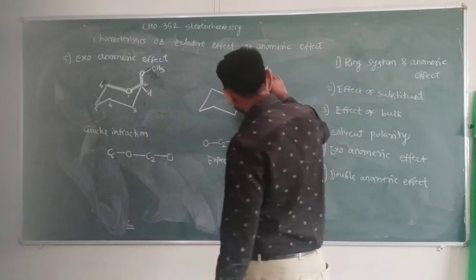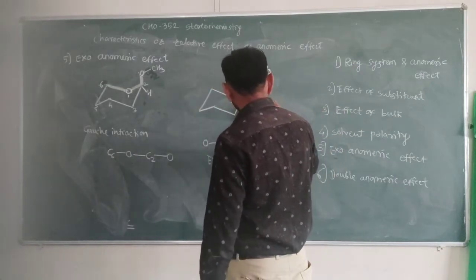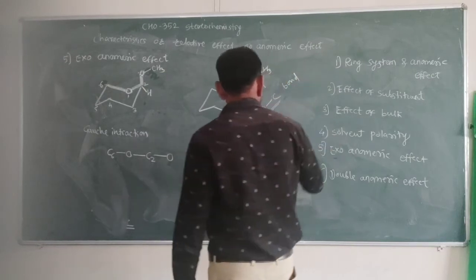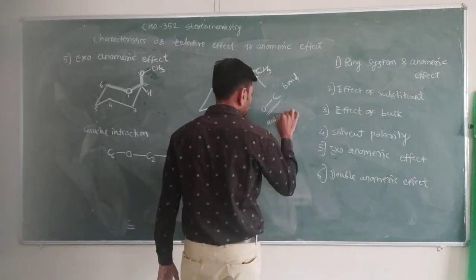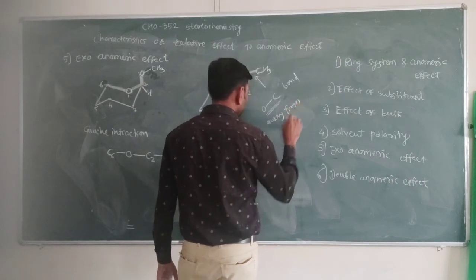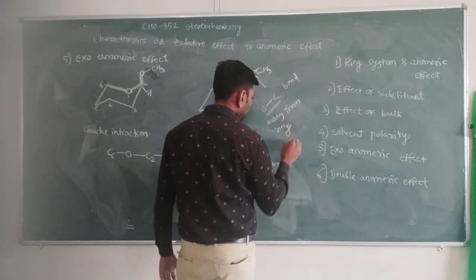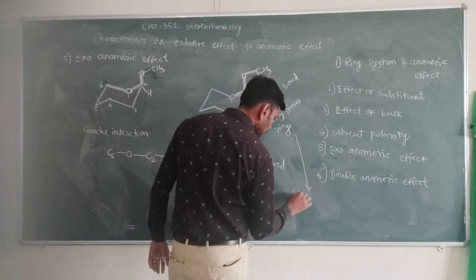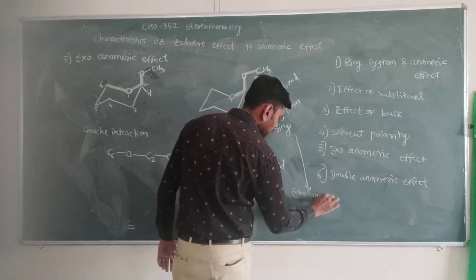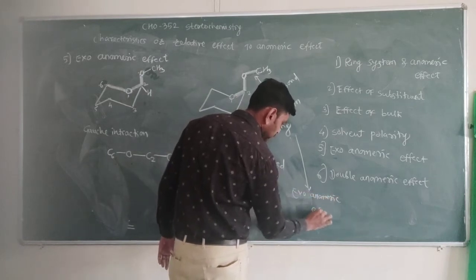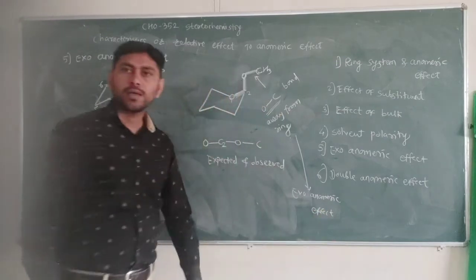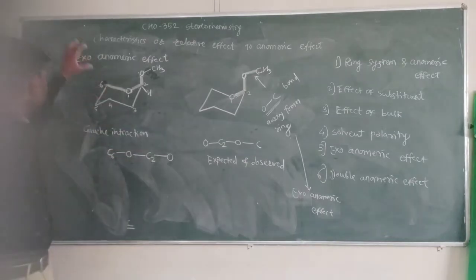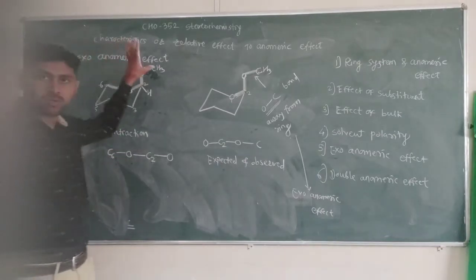So due to this, the oxygen and carbon bond, the OC bond, goes away from the ring, and this is known as the exo-anomeric effect. This is called the exo-anomeric effect. So let's see again. We are studying here the exo-anomeric effect.